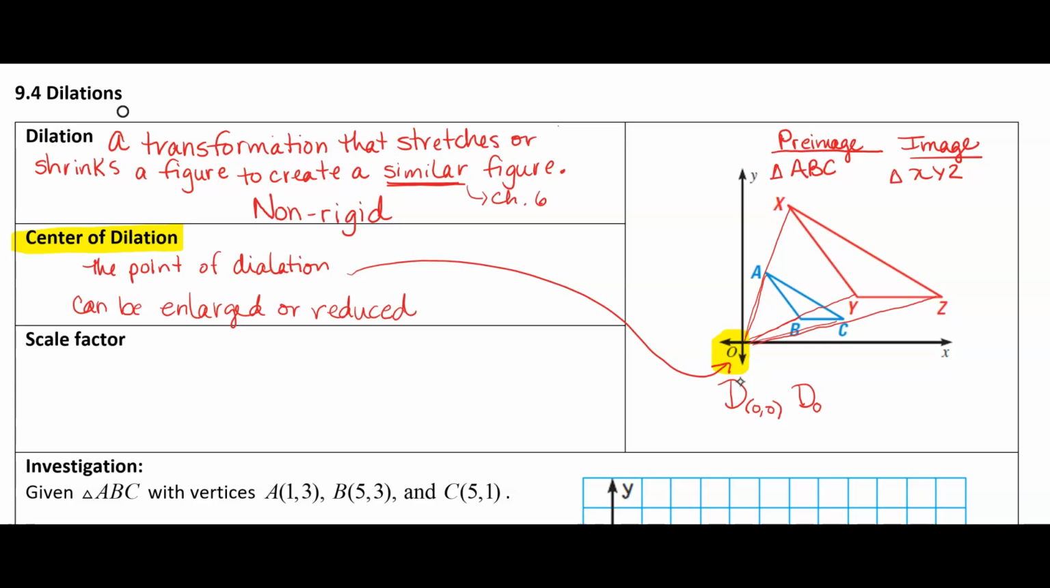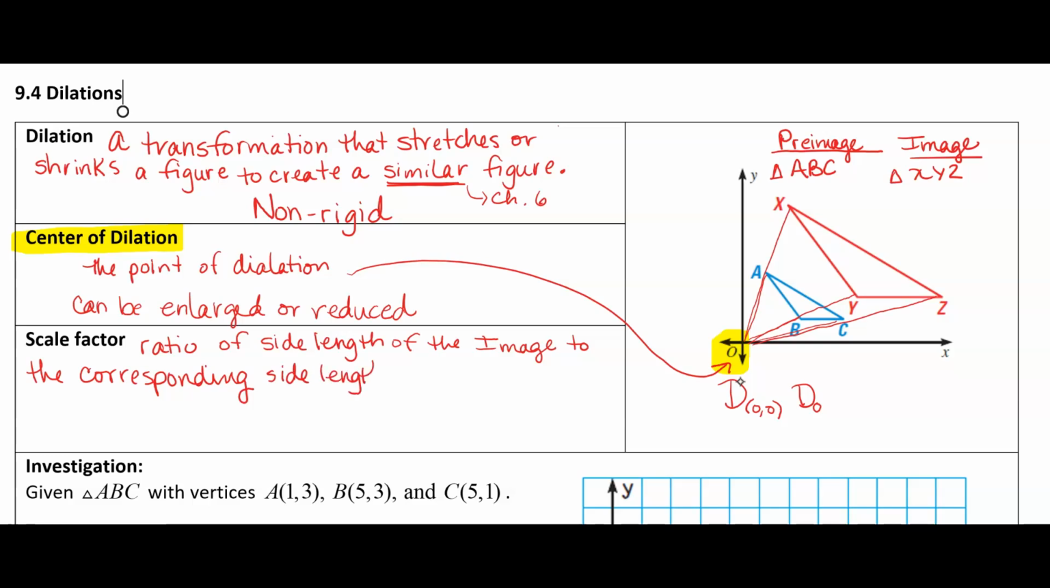Now, one of the most important things about a dilation is something called the scale factor. Now, the scale factor is a ratio of side length of the image to the corresponding side length of the original figure.